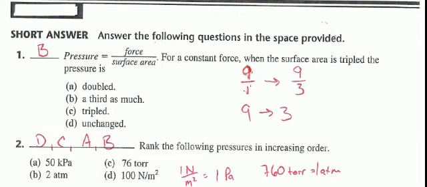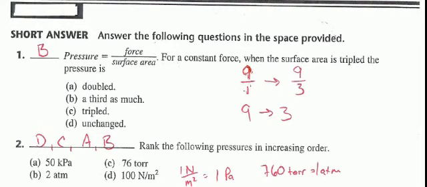Now, the way my mind works, it's actually easier for me to compare everything to atmospheres. When I look at A right there, 50 kPa, I know that 101.325 kPa is the same as 1 atmosphere. All right, so 50 is about half of that. So I think of A as about half of an atmosphere. So right off the bat, I know that A is going to be smaller than B. All right, so I have that part done.